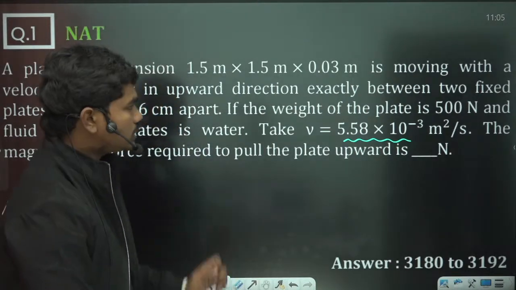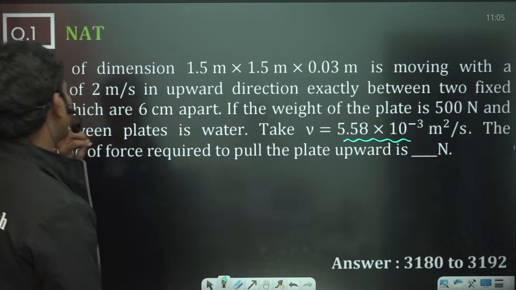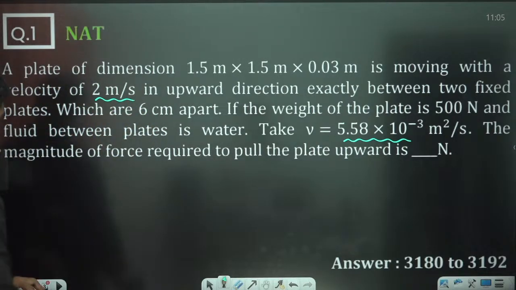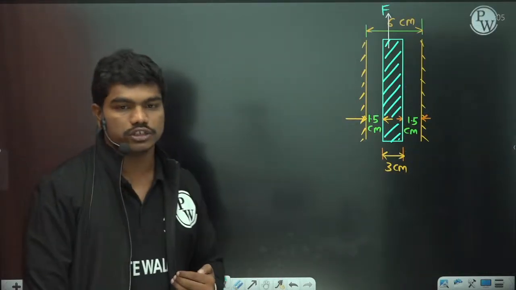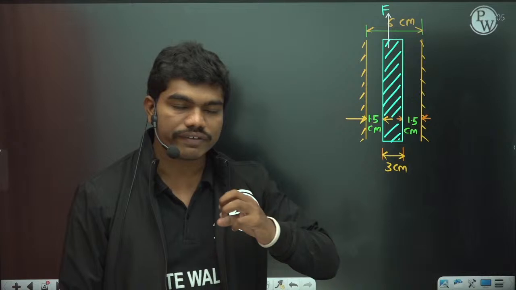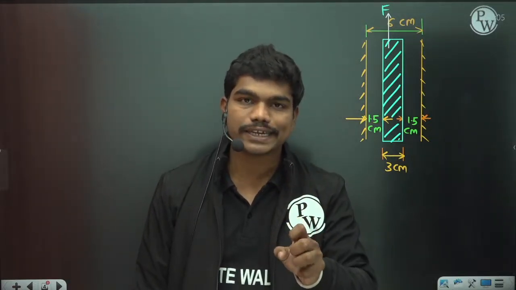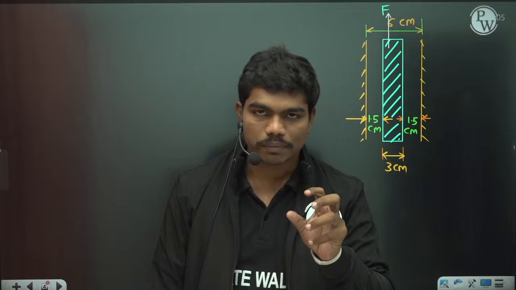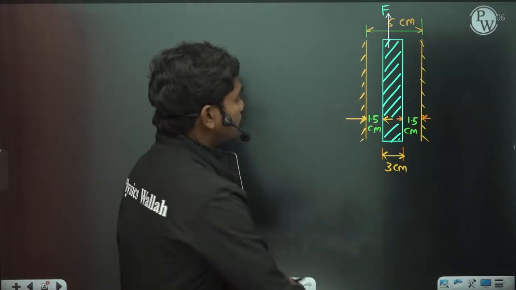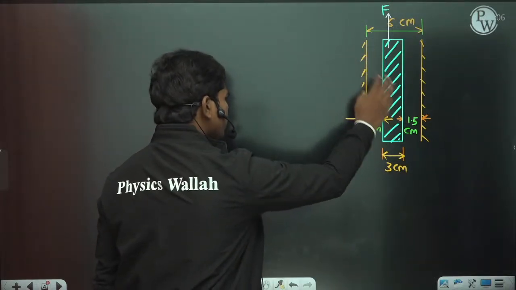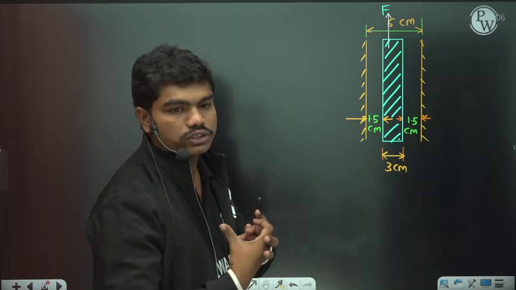This plate is being pulled with some uniform velocity of 2 meters per second. Whenever the plate is moving with uniform velocity, the net force acting on the plate is 0, because the net acceleration on the plate is 0. So the plate is subjected to a net force of 0.